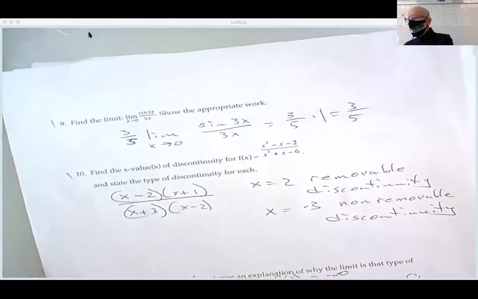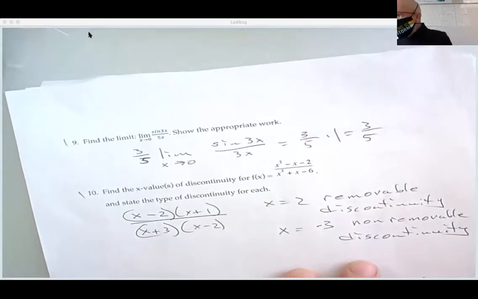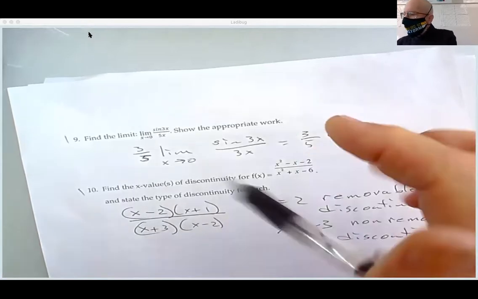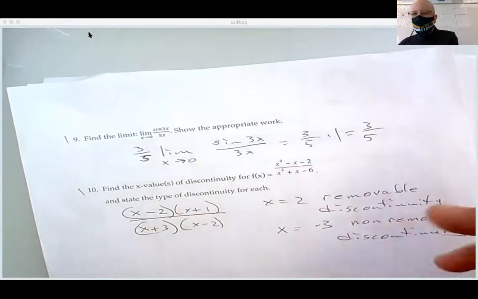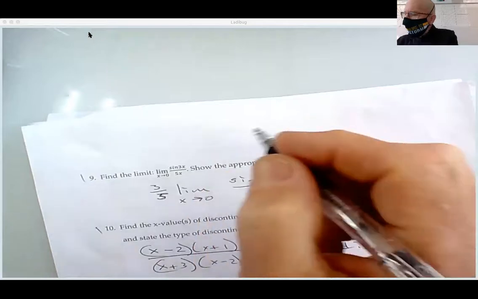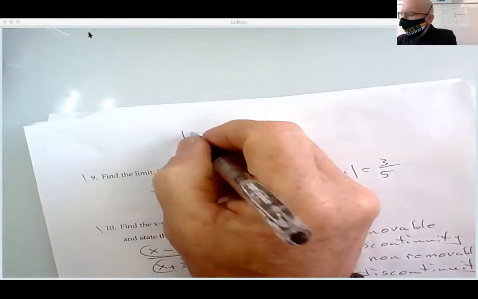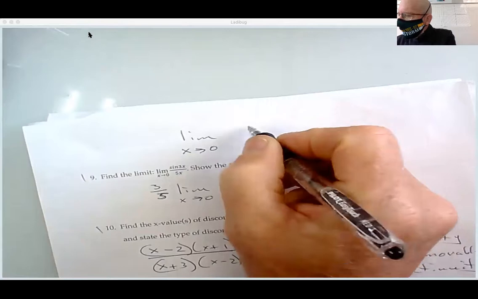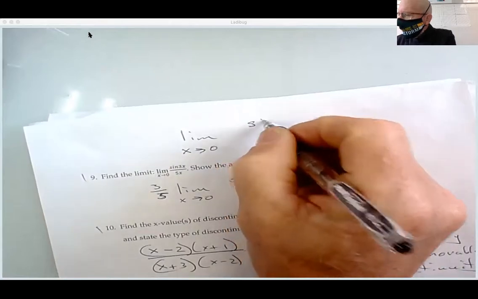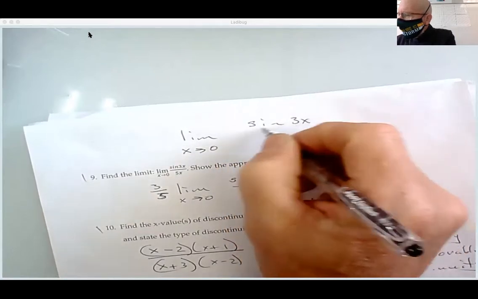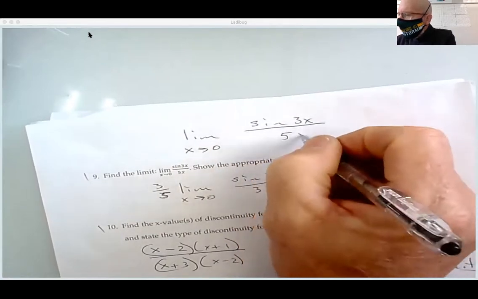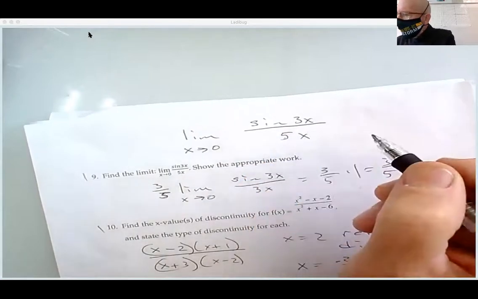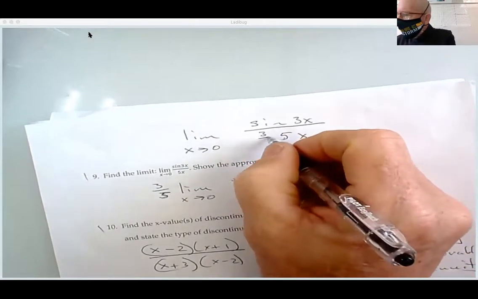Number 9, very few people got this correct. So for some reason, some people got rid of the 3's. This is what I'm doing here. I currently have this limit. And this needs to be a 3. Well, how can I get that to be a 3? I can multiply that by 3/5.